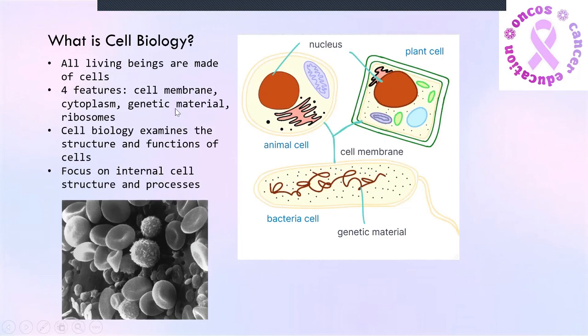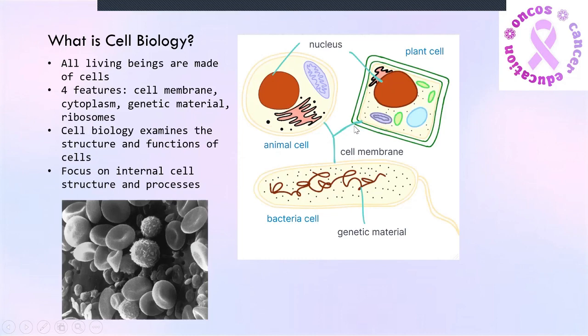Genetic material, meaning DNA or RNA, exists in all living beings. For animal cells and plant cells, the main genetic material is DNA, but RNA also exists. In bacteria cells, it could be RNA, DNA, or both.